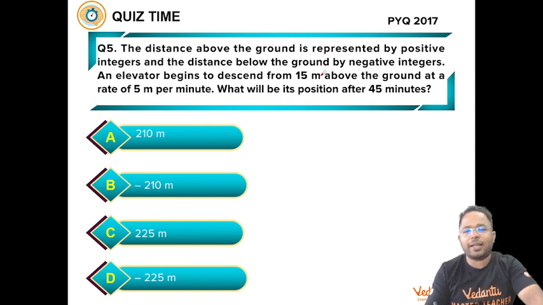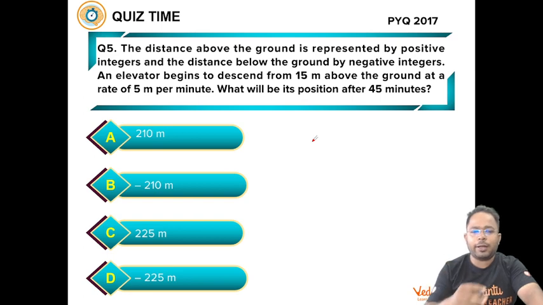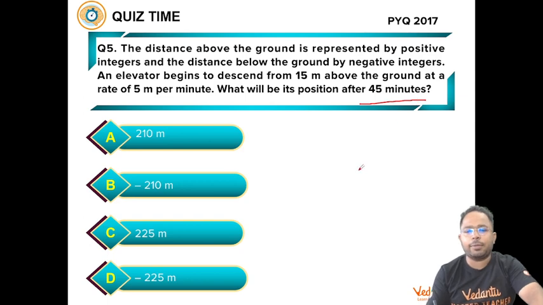The distance above the ground is represented by positive integers and the distance below the ground by negative integers. An elevator begins to descend from 15 meters above the ground at a rate of 5 meters per minute. What will be its position after 45 minutes? Okay, so above the ground it's taken positive and below it's negative. So the elevator is moving with a rate of 5 meters per minute. So what will be the position after 45 minutes?